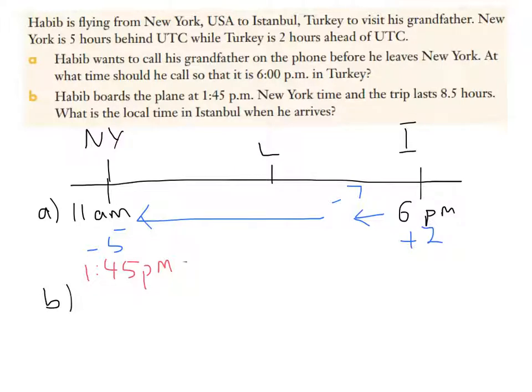Now to find the time in Istanbul when he boards the plane, we add 7 hours. Now 7 hours to 1:45 gives us 8:45 p.m. That's the time at which he boards the plane. So what we need to do is find the time in Istanbul 8.5 hours after 8:45. Now 8 hours after 8:45, well let's think about it. It's 4 hours till it gets to 12:45, the next day mind you.